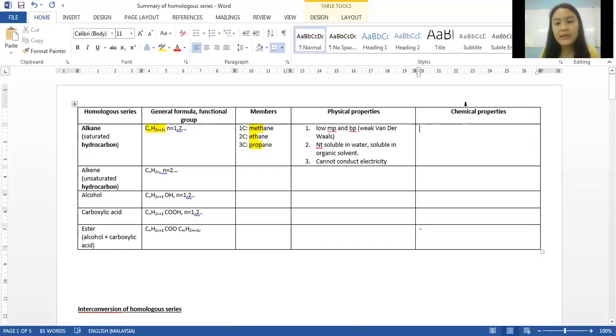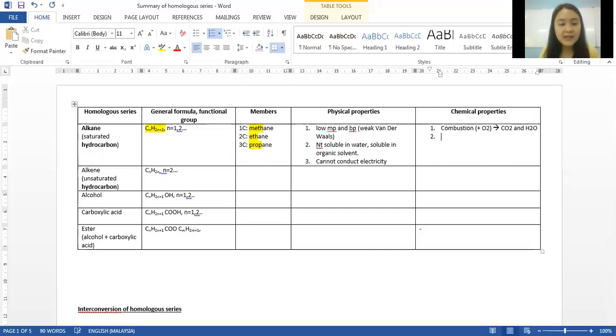So guys, when we discuss chemical properties, we are looking into what are the chemical reactions that members of alkanes can undergo. Now, all members of alkane will be able to carry out combustion reaction, when you burn them in excess of oxygen. If you have a complete combustion, you will always produce carbon dioxide, CO2, and water, H2O.